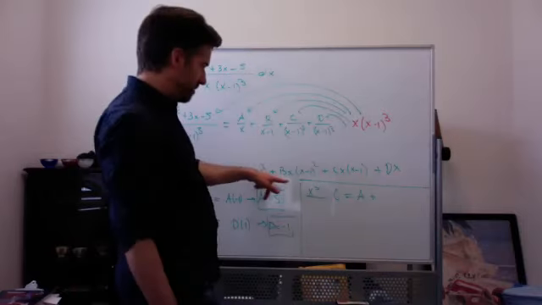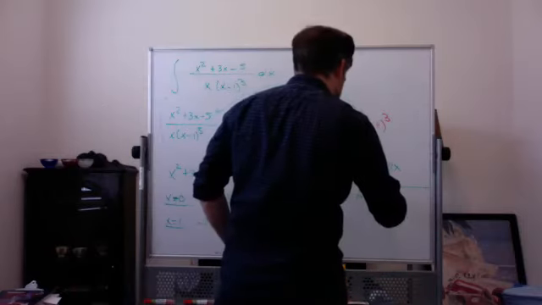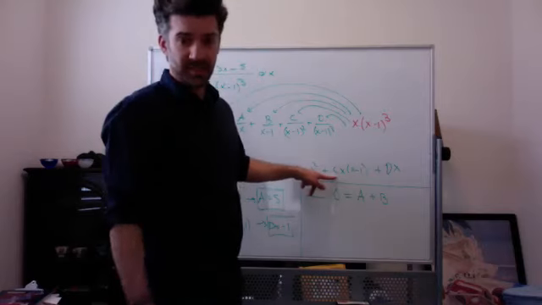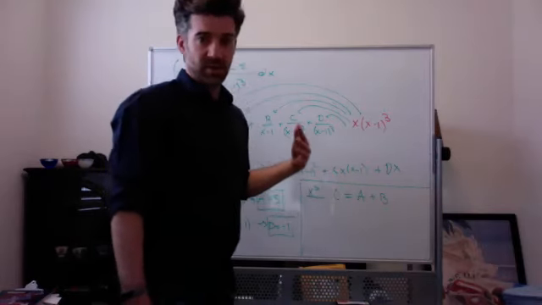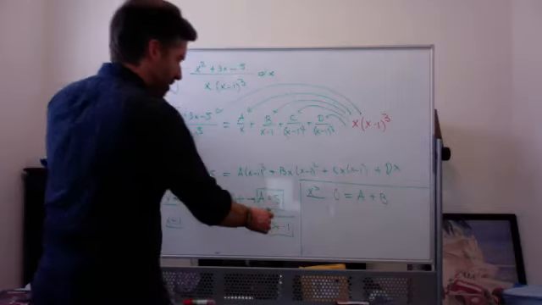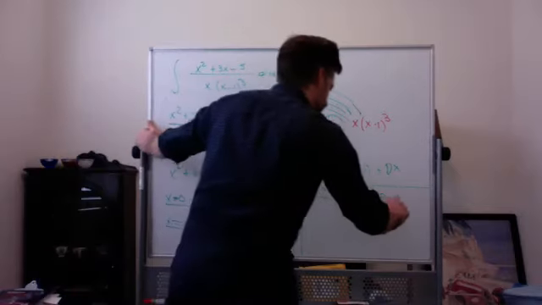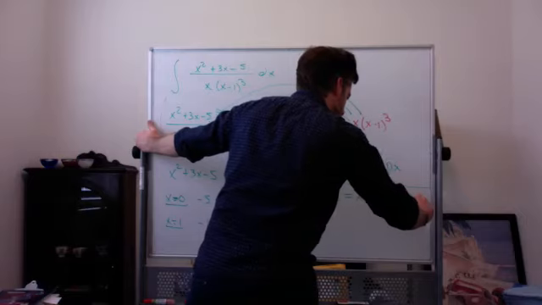Here I get a b times x squared is a b times x cubed. I would not get a c times x cubed, right? This would be a cx squared, and this would be a dx. So 0 is a plus b, but a is 5, so b has to equal negative 5.